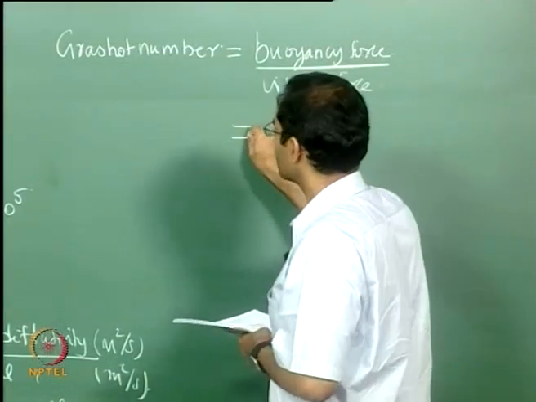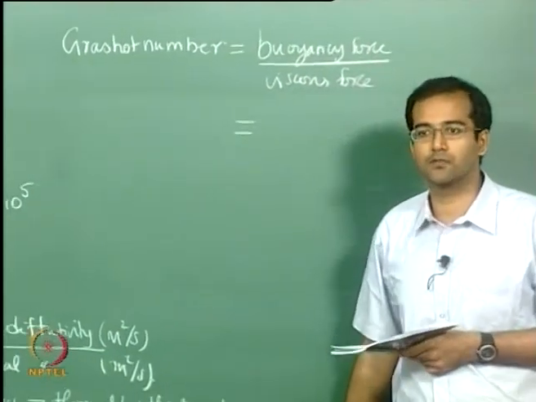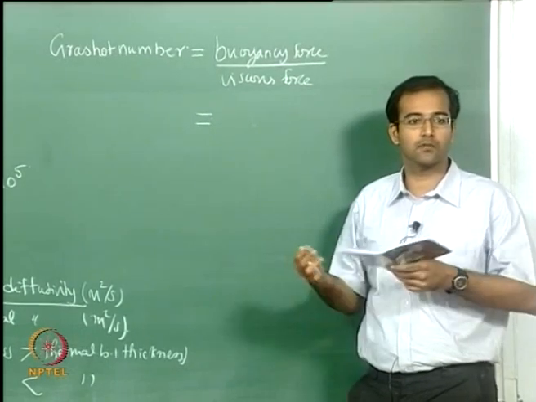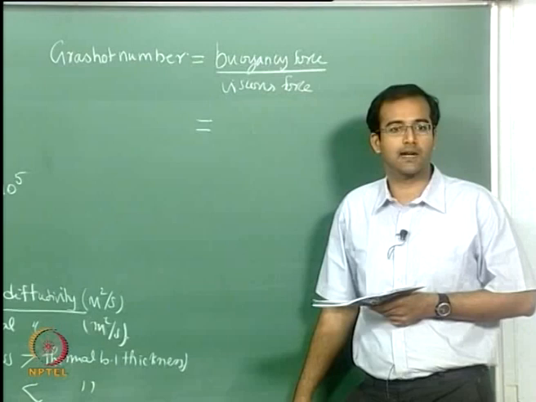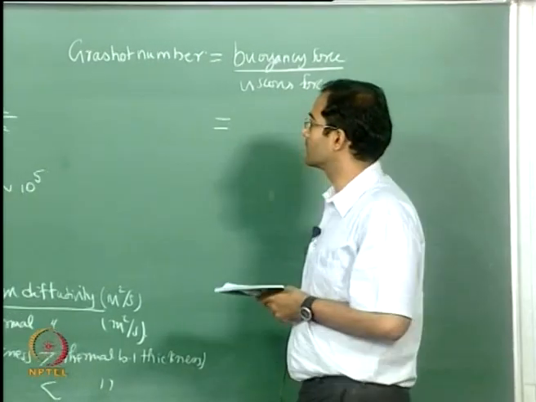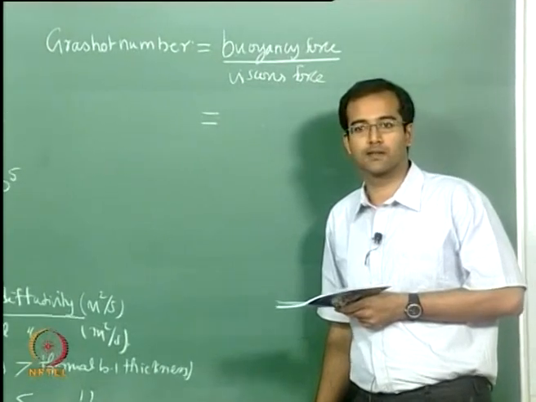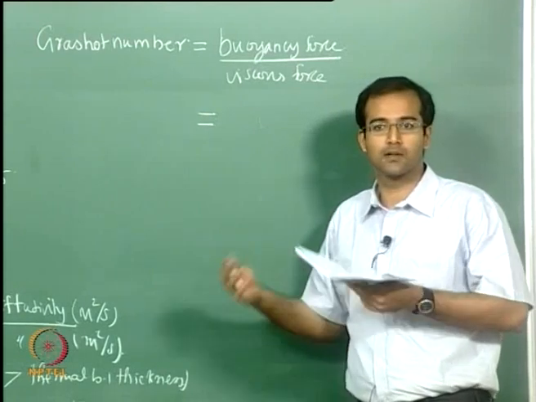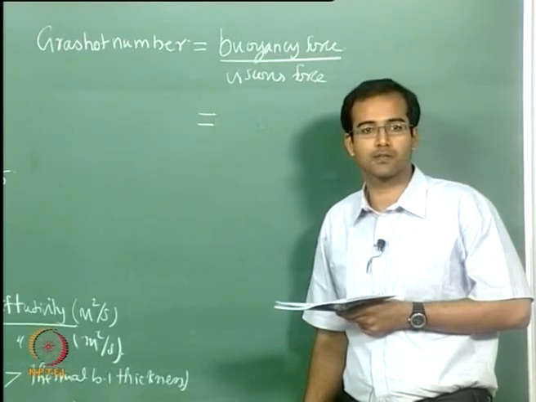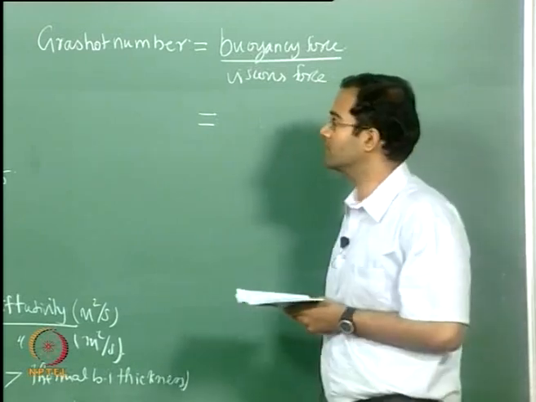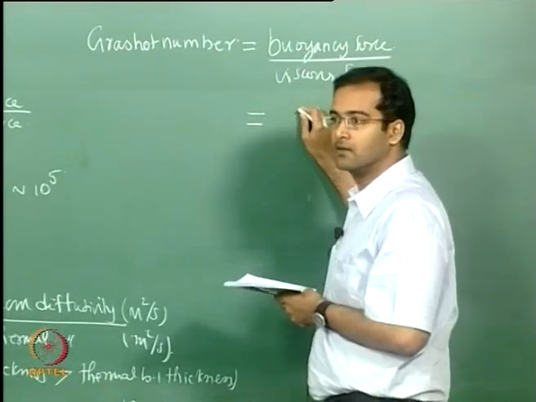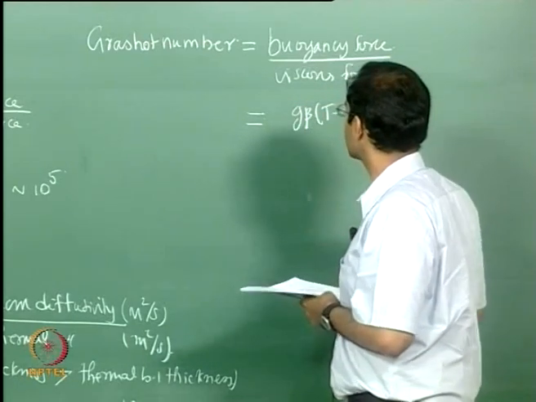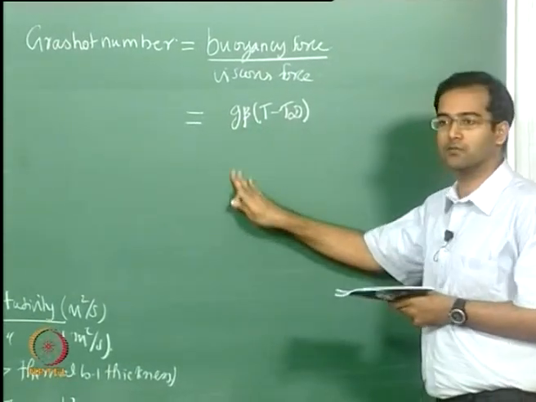The net buoyancy force acting is basically the force acting downwards due to the weight of the fluid, the gravity, minus the force acting upwards due to buoyancy. That is rho minus rho infinity, into acceleration due to gravity. If you apply the Boussinesq approximation and replace the density difference with a temperature difference, you can write it as g beta into T minus T infinity. This is your force per unit volume.